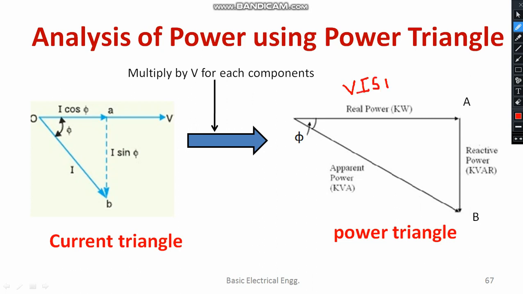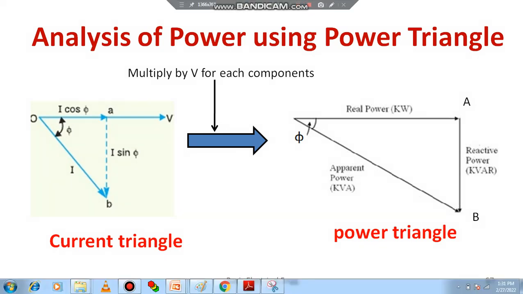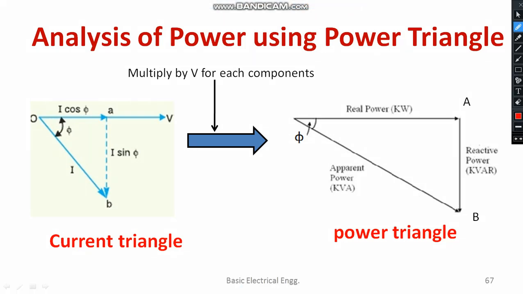Correct? So I'm going to multiply I cos phi with V. Then I'll be getting VI cos phi. Here I'll be multiplying I with V. Then I'll be getting VI. When it comes to the vertical side, I sin phi will be multiplied with V. Then I am able to get VI sin phi. Like this I am able to get.